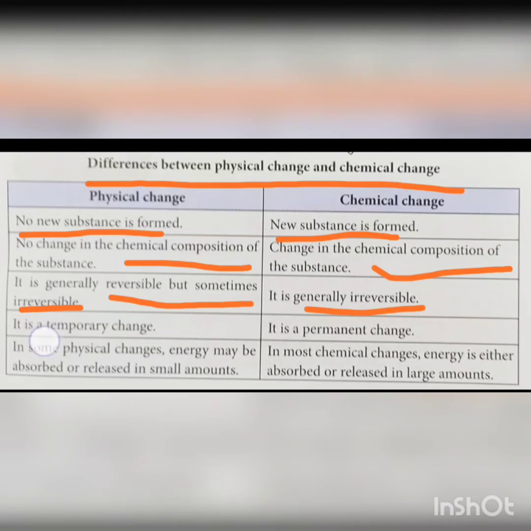Physical change is a temporary change. Chemical change is a permanent change. In some physical changes, energy may be absorbed or released in small amounts. In most chemical changes, energy is either absorbed or released in large amounts.